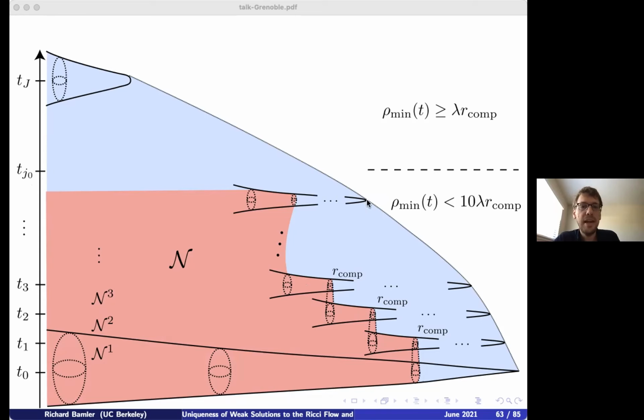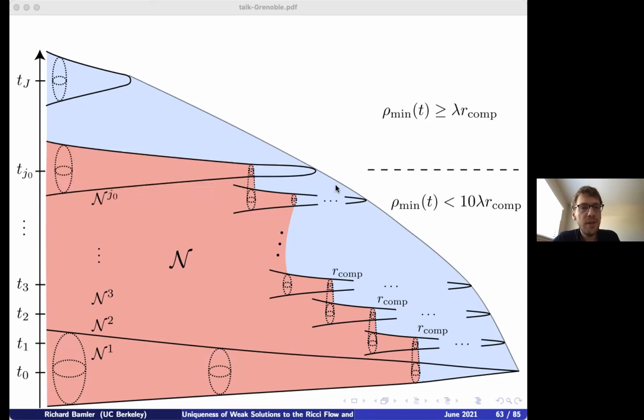And this is the last time where rho min is less than lambda times R-comp. And then for any further time, I'm just going to choose the entire flow here. So this is going to be my comparison domain.